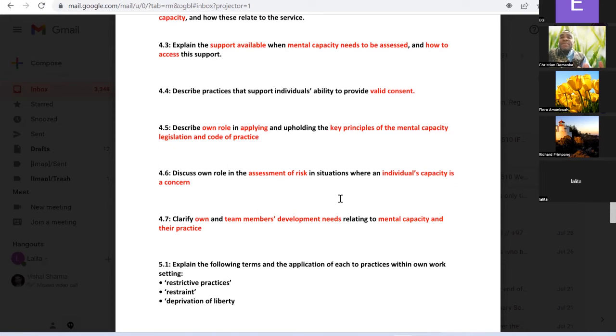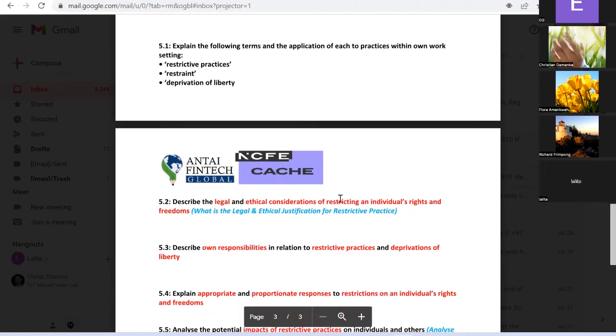So the first terminology is restrictive practice, RP. We spend a lot of time on restrictive practice. And then restraint, and then deprivation of liberty, much of which we talked about on Monday. So deprivation of liberty is what I told you is called DOLS. So you explain them.